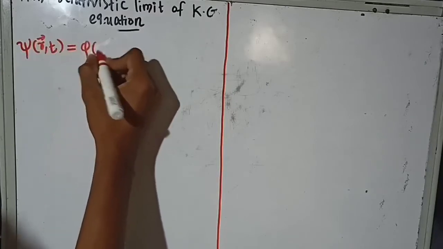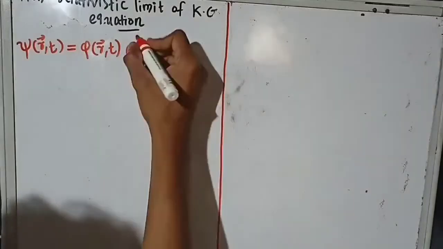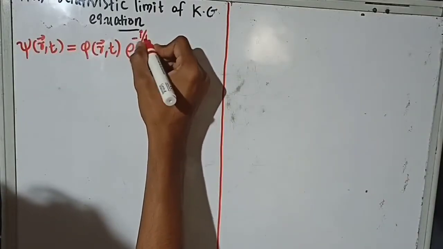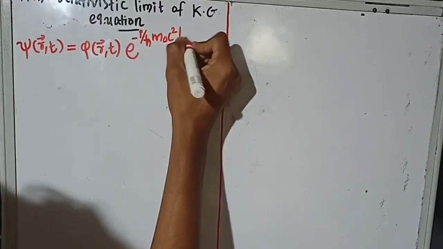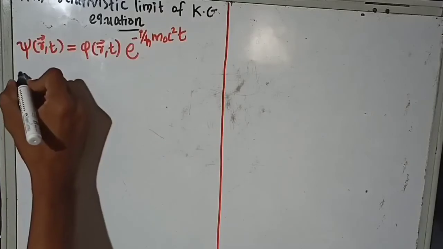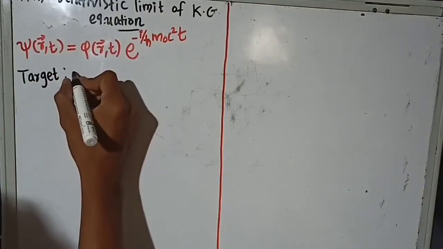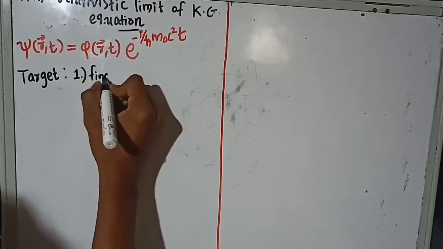Let me write it one more time. The free particle wave function psi is equal to a relativistic part phi of r, t times an exponential part e to the power minus i by h cross m0 c square t. Let me ask you, what's our target? Our target is to find the non-relativistic limit of Klein-Gordon equation.